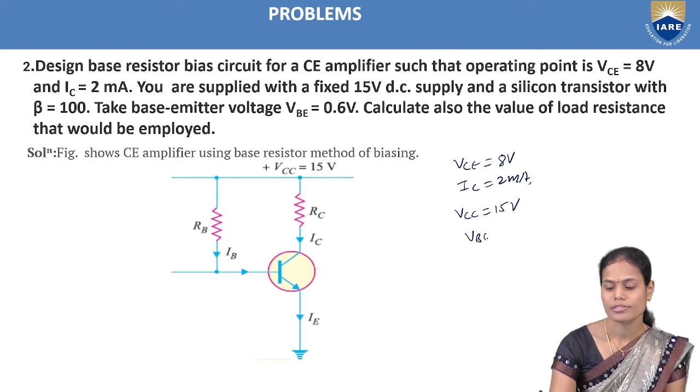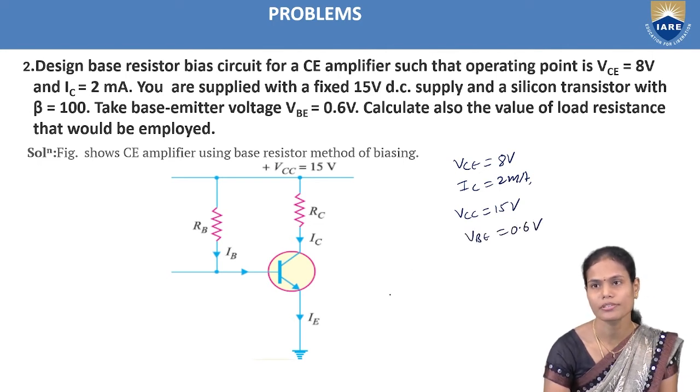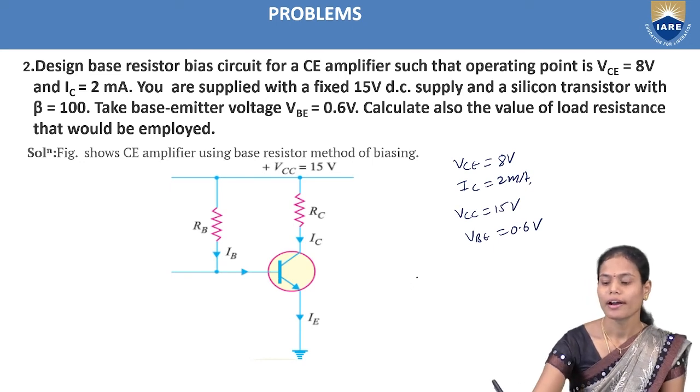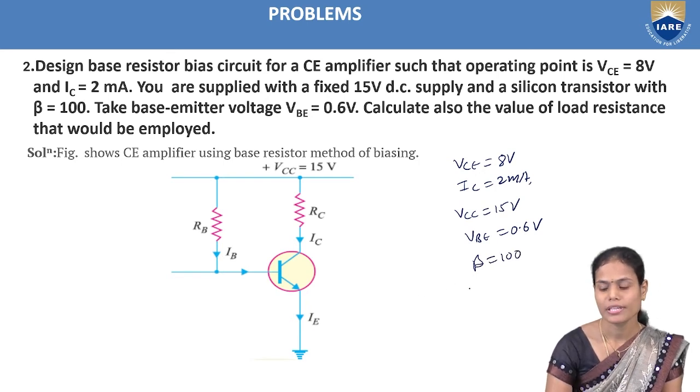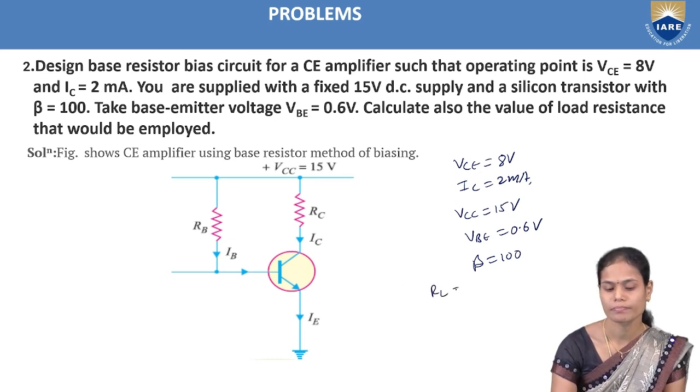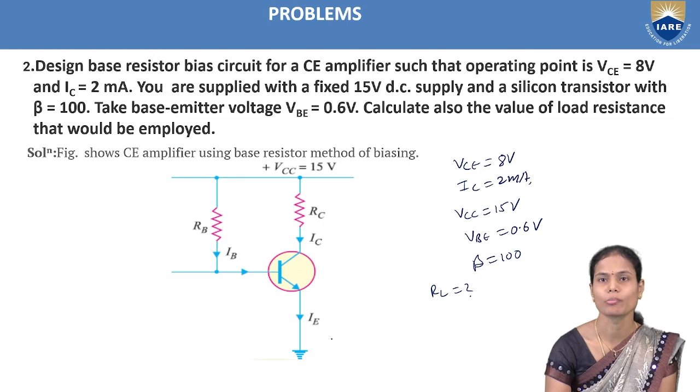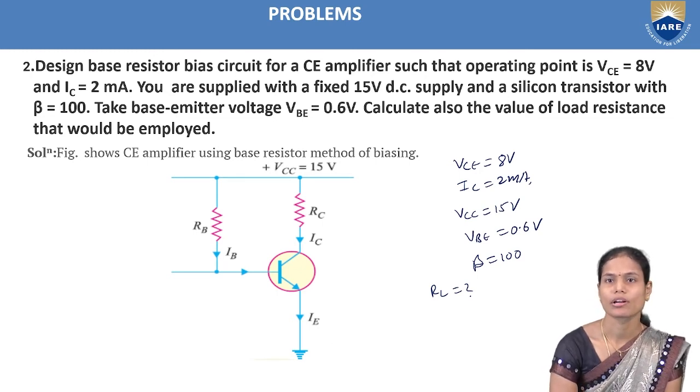Once it is a silicon transistor, it means VBE equal to 0.6 volts. If it is germanium, it means 0.3 volts. With beta equal to 100, the current amplification factor. Take base emitter voltage as 0.6 volts. Calculate also the value of load resistance that would be employed. How much load resistance is required for this particular amplifier we need to find.